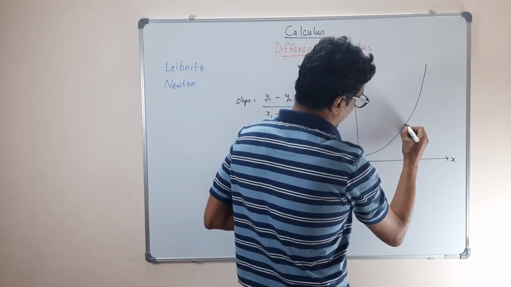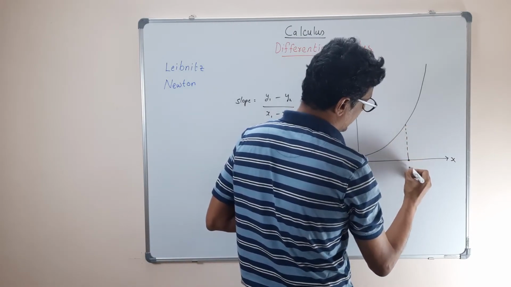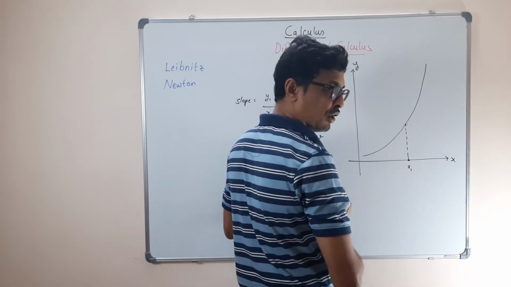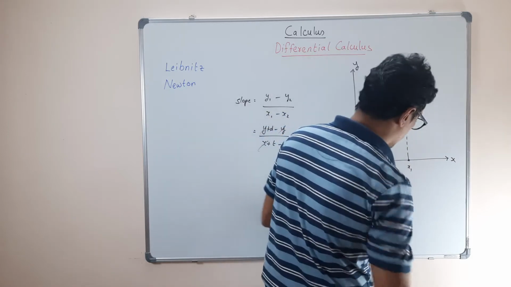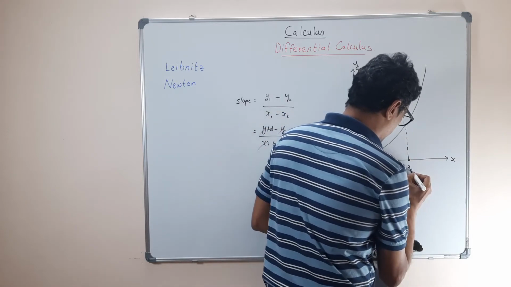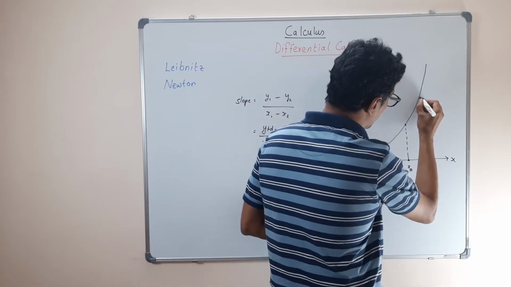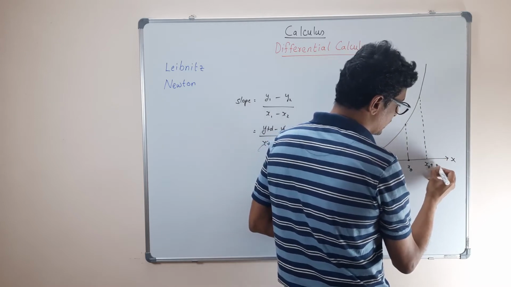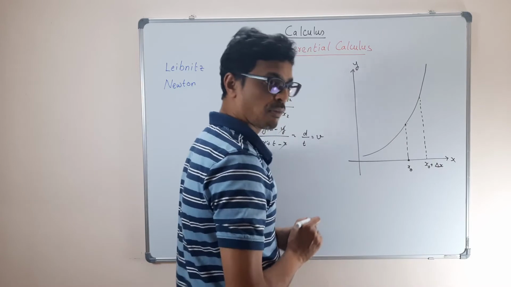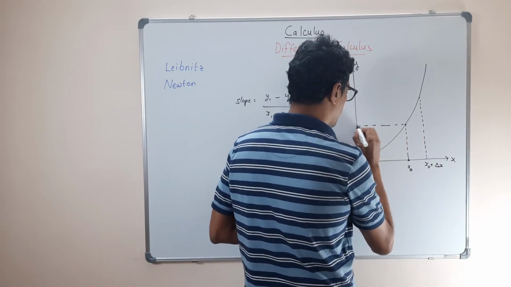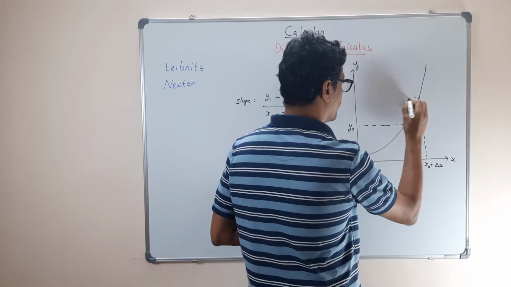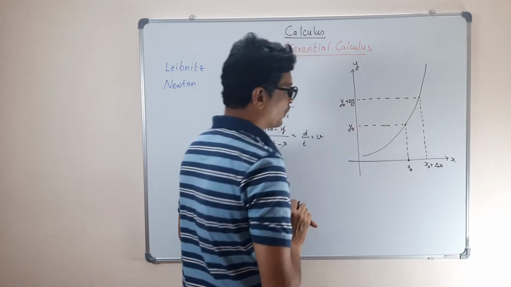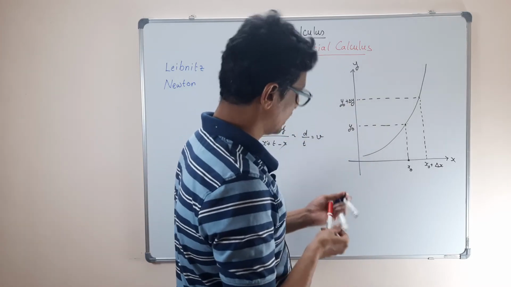So at a certain x, if you want to find out the slope at that x, let me keep it as x0. Let me take another point, x0 plus delta x, and correspondingly here we have y0, and here we are going to have y0 plus delta y. So what am I going to do? Let me connect a straight line.